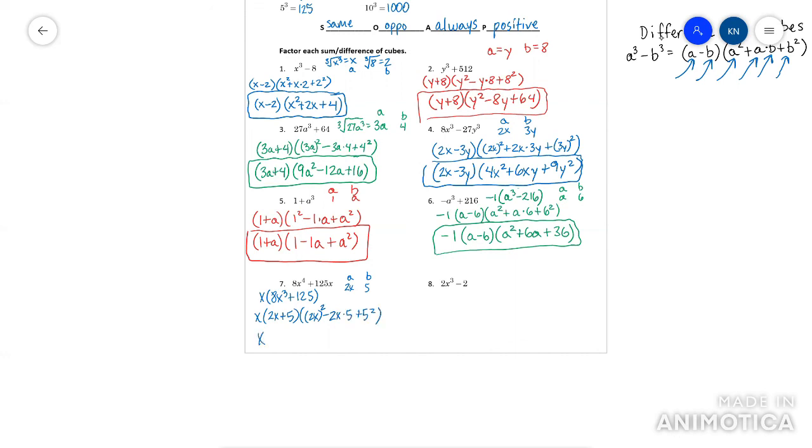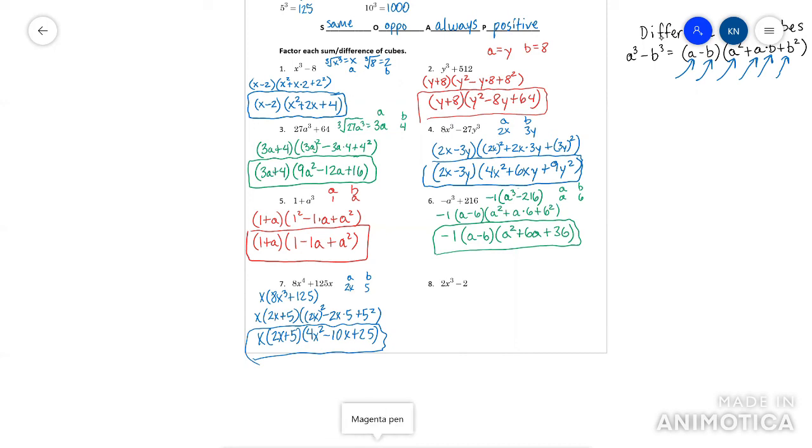And so this one, when it's all said and done, you got the x out in front. Remember, the GCF is part of your answer. Then this part becomes 4x squared and then minus 10x plus 25. So they're just trying to get you with that GCF out in front.